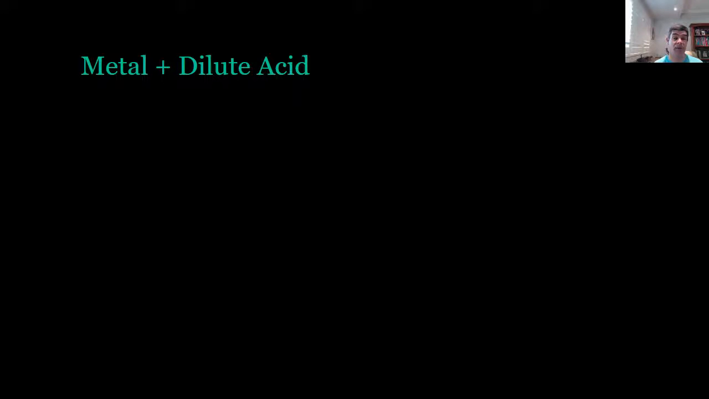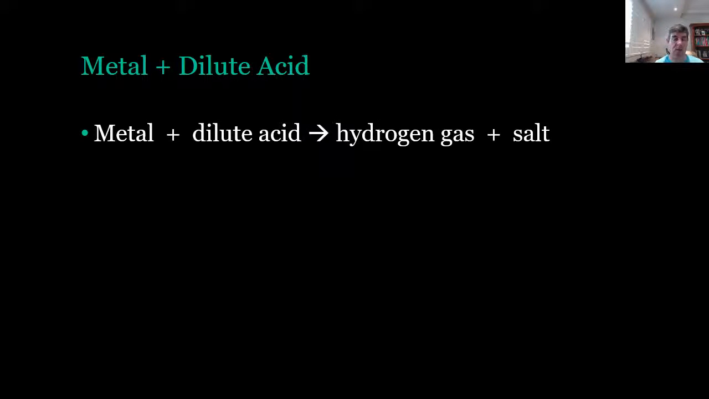So the first group that we want to have a look at are the metal and dilute acids. So this is the general equation. And the general equation is useful because it allows us to start from a point where we can start substituting any individual examples of metals or dilute acids. So the general equation is that a metal plus a dilute acid produces hydrogen gas and a salt.